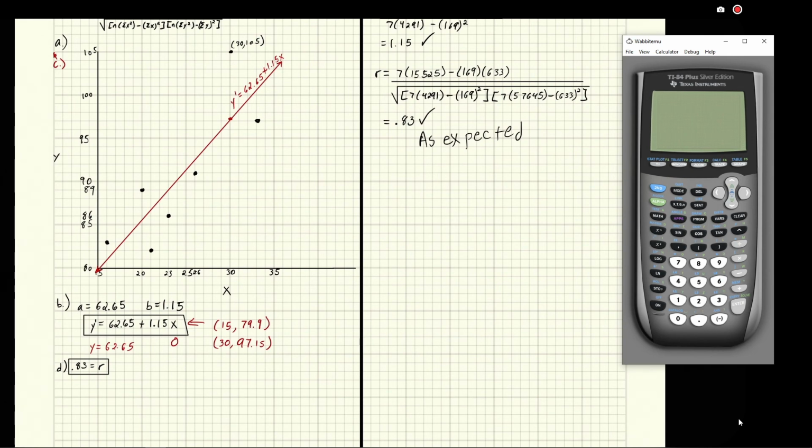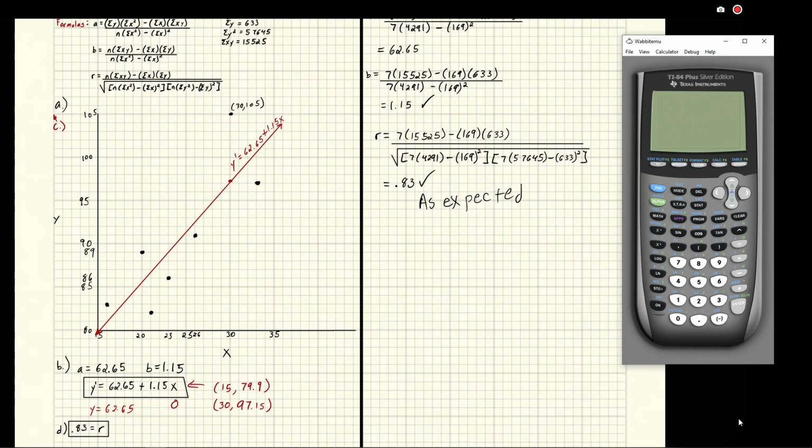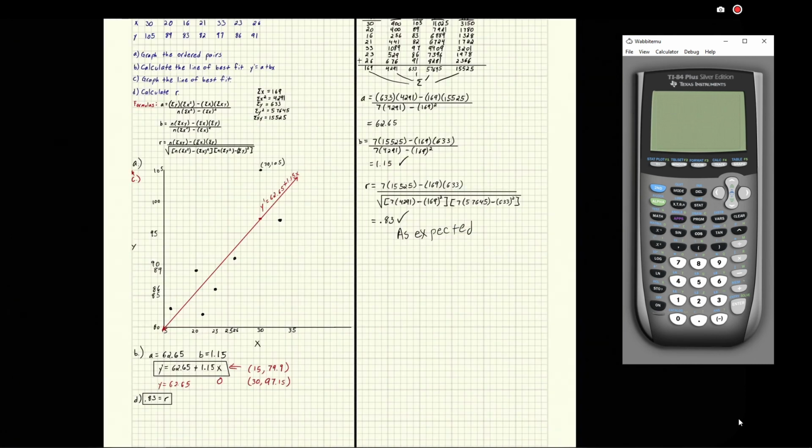So we notice that as x increases, y tends to go up as well. So what it appears to look like is a positive linear correlation. All right, so that's part A, just graph the ordered pairs. So don't even worry about this red line. We don't care about it yet.